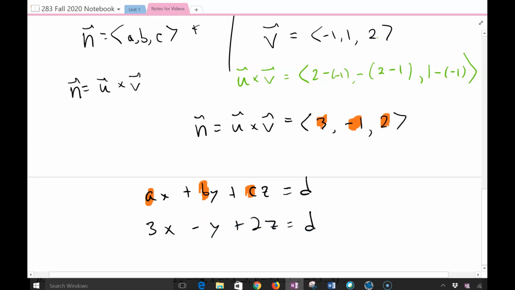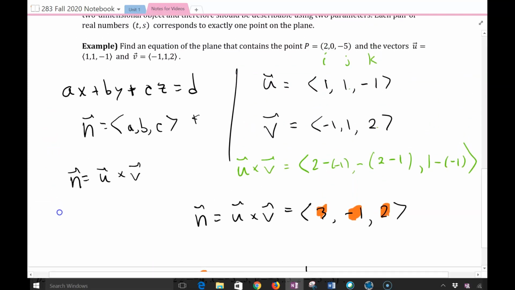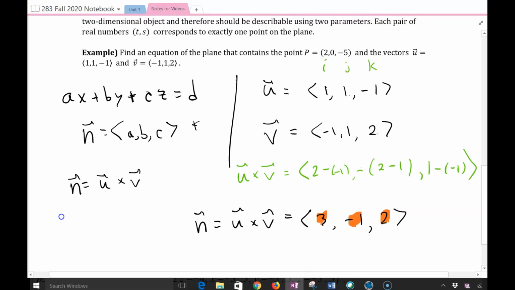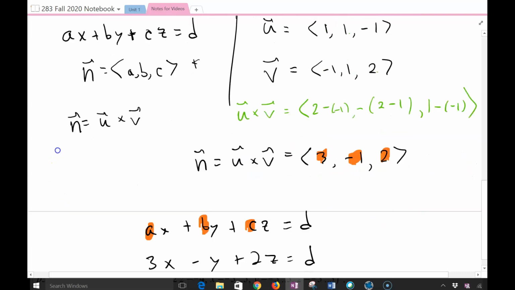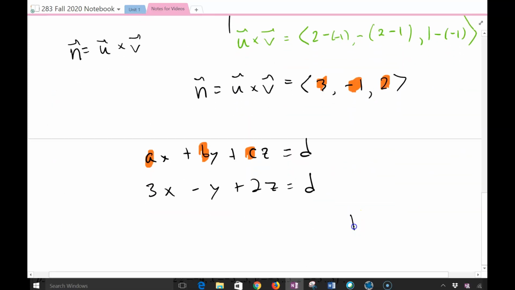Alright, now the last thing we need to do to finish this is to find that constant d in the equation. And to do that, we're going to plug our point in, and our point is (2, 0, -5). The point P we were given was (2, 0, -5), and keep in mind that those are x, y, and z of a point. And if a point is going to be on the graph of an equation, it must satisfy the equation.